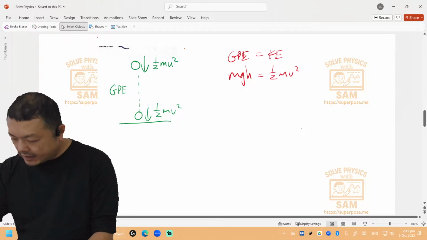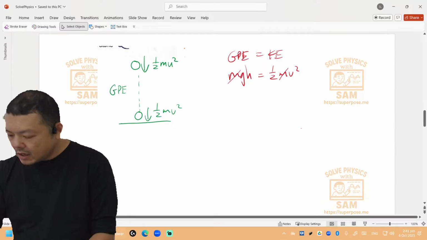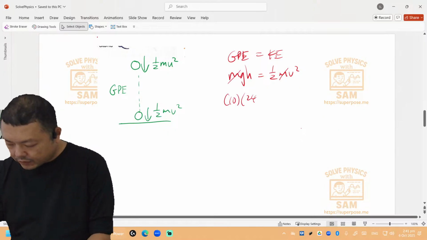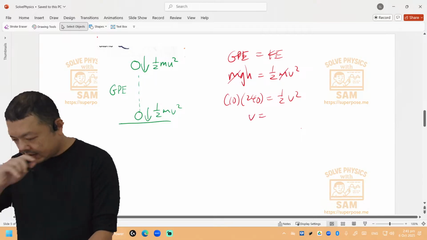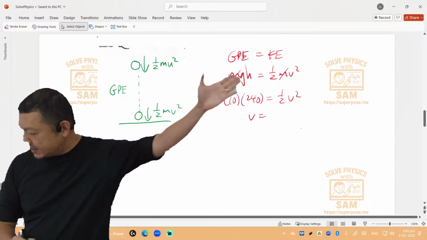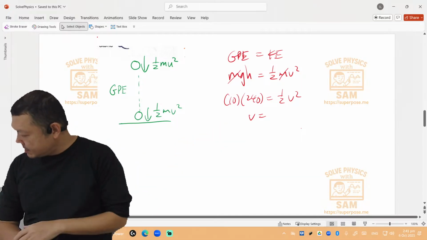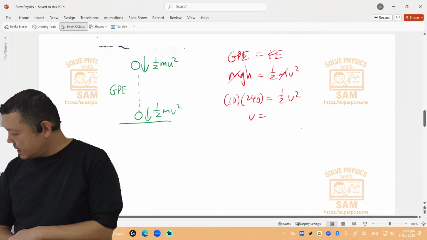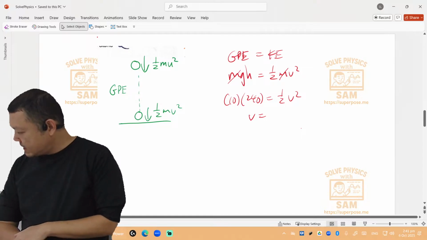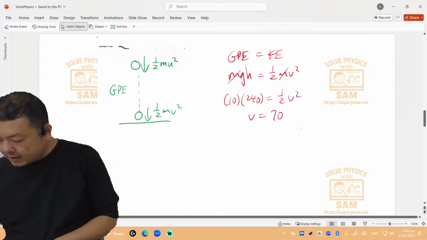Then, okay, m cancels off, that's fine. So some students will do this: 10 times 240 equals half v squared. Can you find out what v is for me? If you do it this method, can you punch in the calculator for me, Gordon? 70 meters per second.